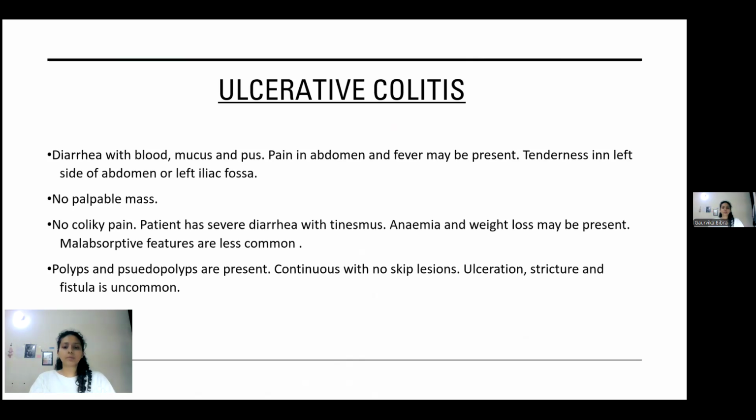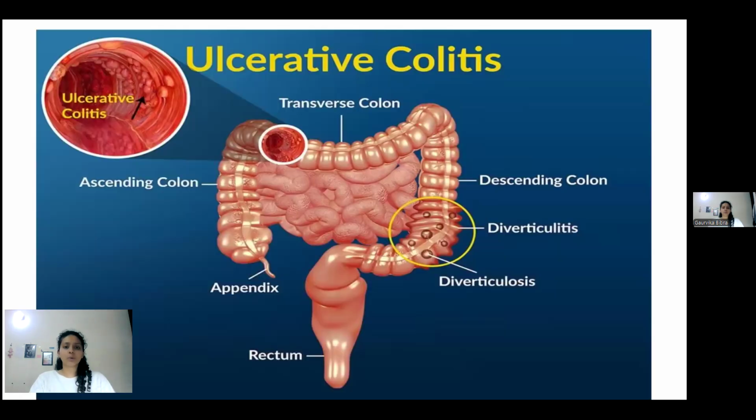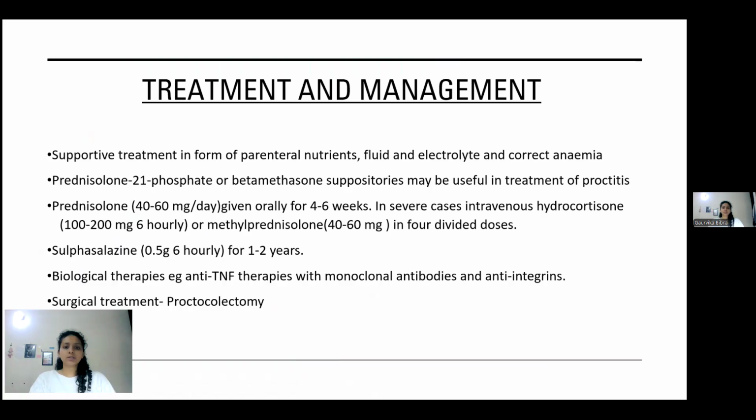Polyps and pseudopolyps are present. Continuous with no skip lesions. Ulceration, stricture, and fistula is uncommon. Example of ulcerative colitis. Treatment management: supportive treatment, in the form of parenteral nutrients, fluid and electrolyte, and correction of anemia.